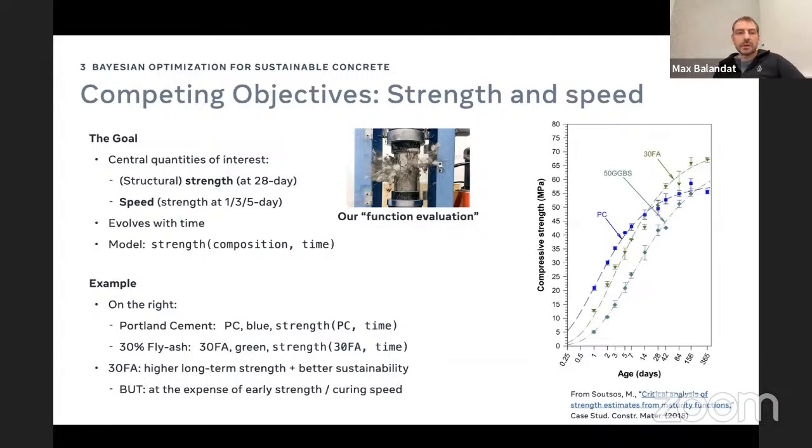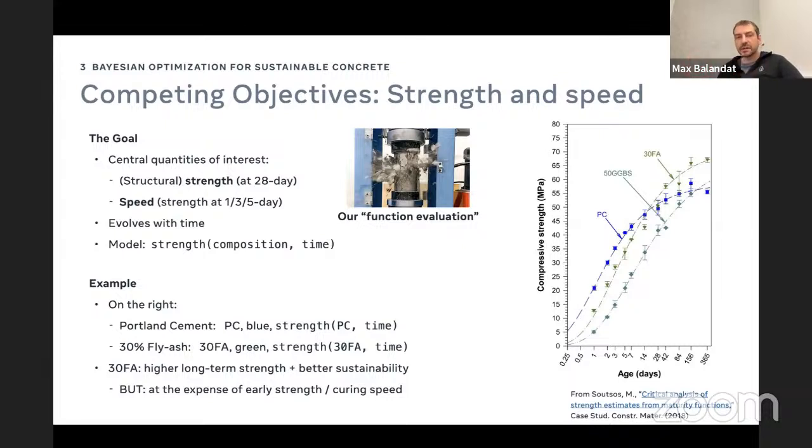So the strength evolves over time. It's a function, at first order, of the composition and the time, and then there's other variables potentially such as temperature and humidity, but let's forget about those for now. On the right, you have an example of some strength curves. In blue, you have the Portland cement, which is a classic mix. And you see that gets strong pretty quickly, but then tapers off. There's also a 30% fly ash mix here, which takes quite a bit longer to cure and get hard. So maybe a week or two to get to the same level as Portland cement, but then it actually gets stronger long term. And it turns out this one has better sustainability as well.